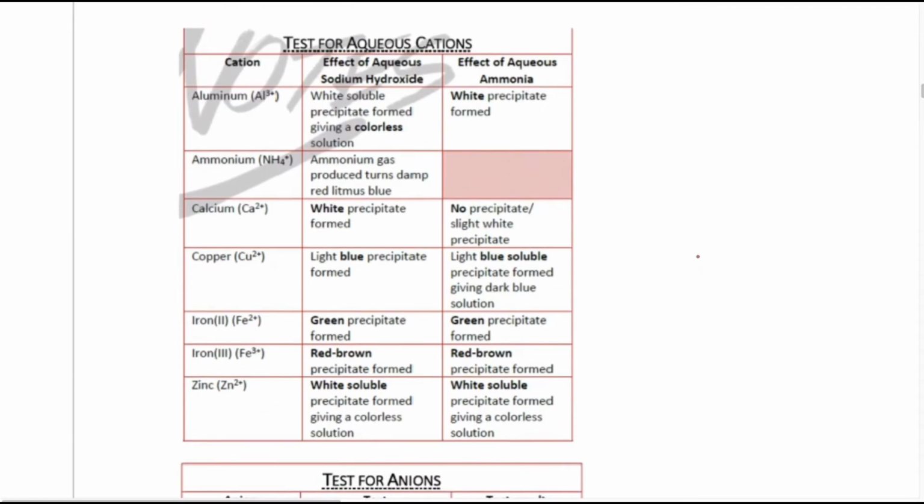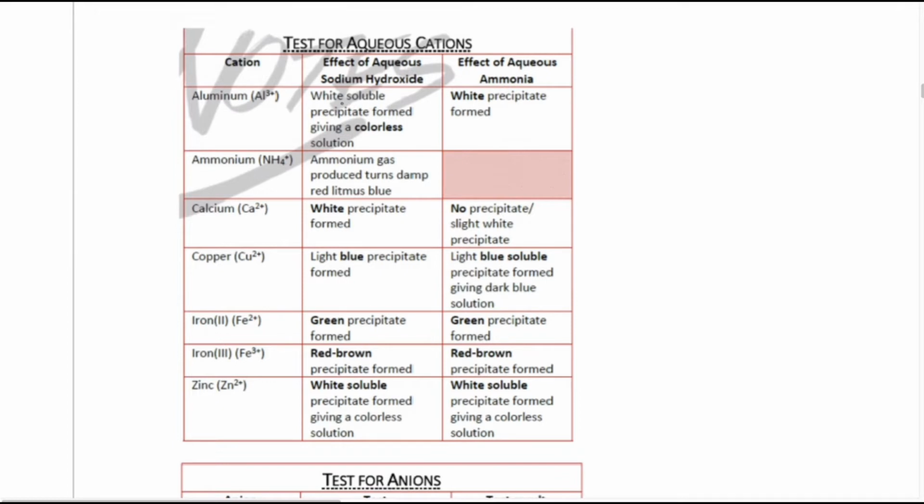Okay, now you see this. Important or not? Very important. Must memorize everything as clear as possible. Okay, so test for aqueous cations. That means you have an unknown cation, you want to test it, so you have to do the following. If the cation is aluminium 3+, it will show the following observation. You add NaOH to the unknown cations. If you get a white soluble precipitate forming, giving a colorless solution, if this is the observation, then it is confirmed that the cation is the aluminium ion.